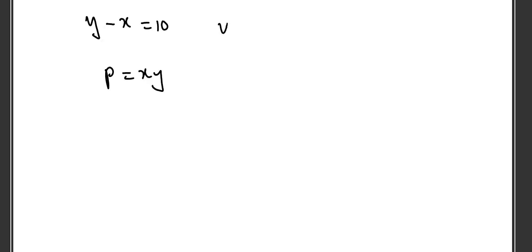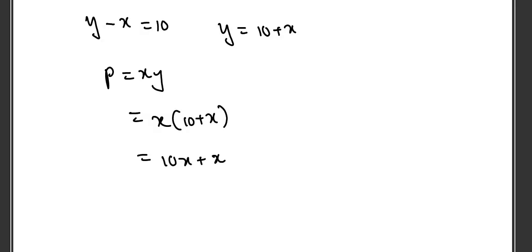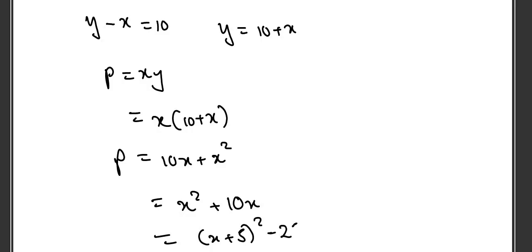So from here, y is equal to 10 plus x. So we can have 10x then plus x squared, that's the product. So this is x squared, then 10x. You complete the square here, you get x plus 5 squared minus 25.